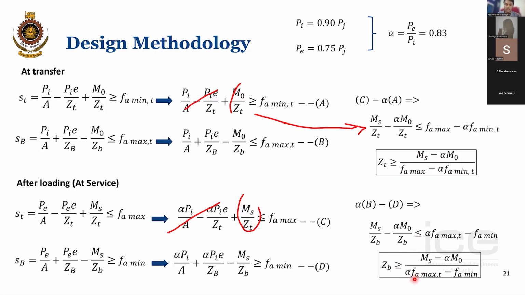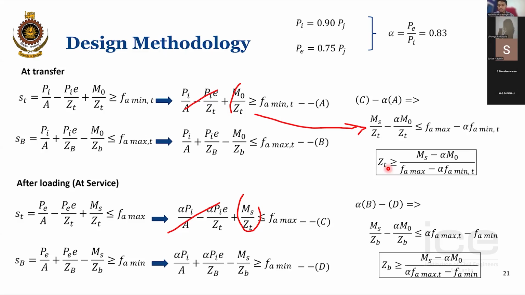So this tells us that without finding the P or E, if we know the moment that could be expected during the initial stage and at the service, and if you know the material properties, the concrete stress conditions initially and at transfer, you can select the section modulus that will satisfy these inequalities. So that means without knowing the pre-stress at this stage, we can trial out a section, right?